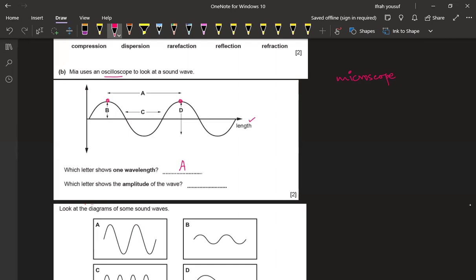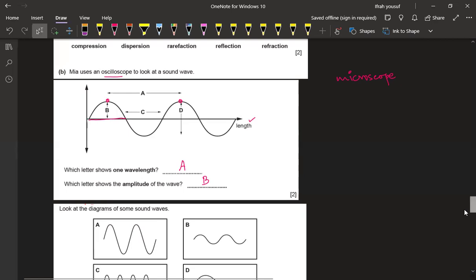Which letter shows the amplitude of the wave? Amplitude, maximum displacement. Are you calling B or D? B. D cannot be the amplitude because we know that amplitude is the maximum displacement from the mean line, and this is the mean line or baseline.